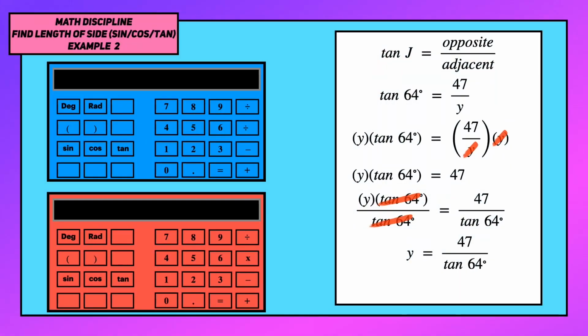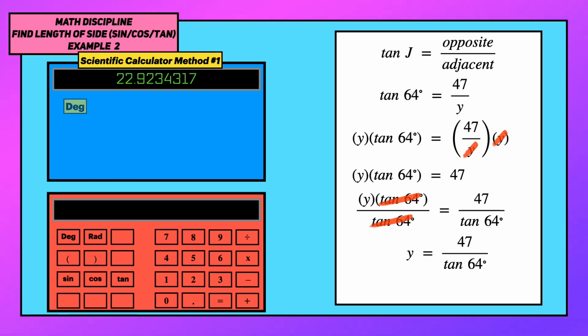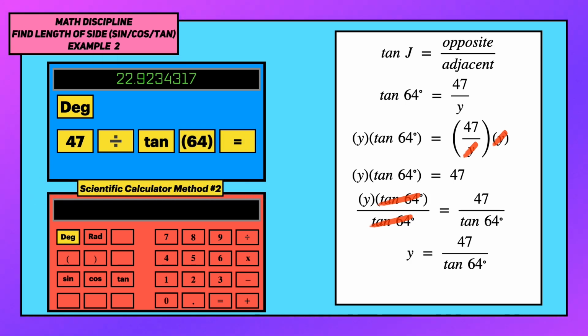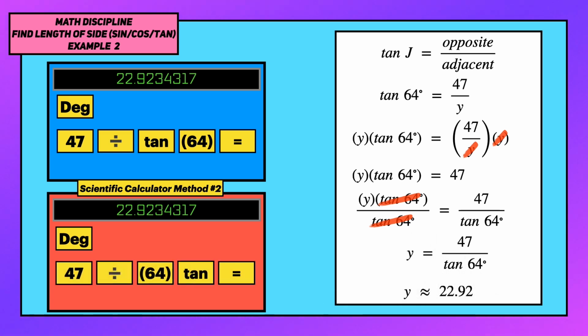On your calculator, for method number 1, in degree mode, enter 47 divided by tangent 64, close parentheses if necessary, equals. Your answer should be approximately 22.92. Method number 2, with your calculator in degree mode, enter 47 divided by 64 tangent equals. So y is equal to approximately 22.92 if we round our answer to the nearest hundredth.